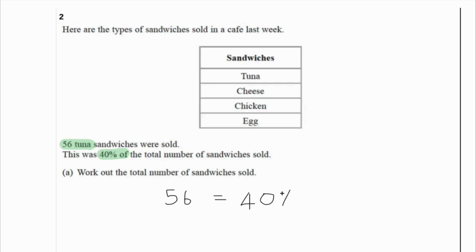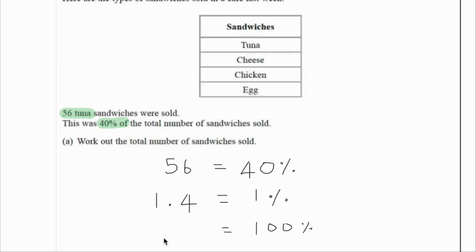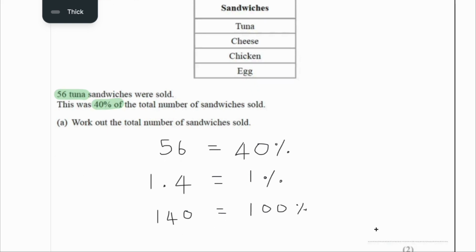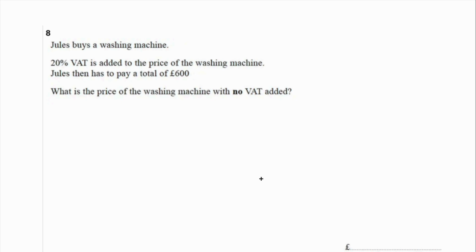So we're going to make 56 equal to 40%. Again, we want to find 1%, and we're going to do that by dividing both sides by 40. That'll give us 1.4. And then we want to find 100%. And we're going to do that by timesing both sides by 100. So our answer is going to be that 140 sandwiches were sold in the cafe last week. On to exam question number 2.